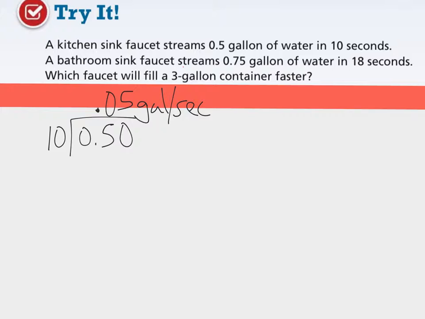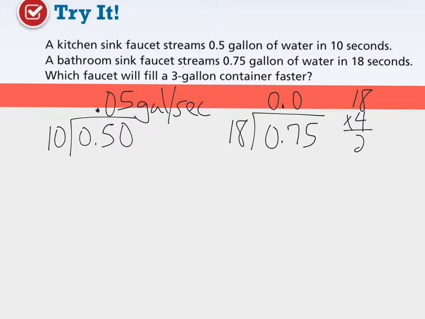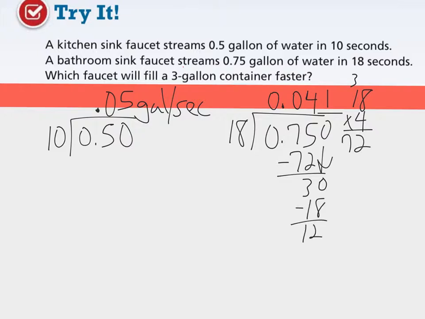For the kitchen sink, the bathroom sink, 75/100 of a gallon in 18 seconds. So we can divide this out, maybe 18 times 4 would be 72. And we can add a 0 here. 18 goes into 30, would only go one time. Okay, and this keeps going, but I've got really enough information here already. Notice in our hundredths place, this is 5/100 exactly. This one's got a 4 in the hundredths place and then some numbers behind it.